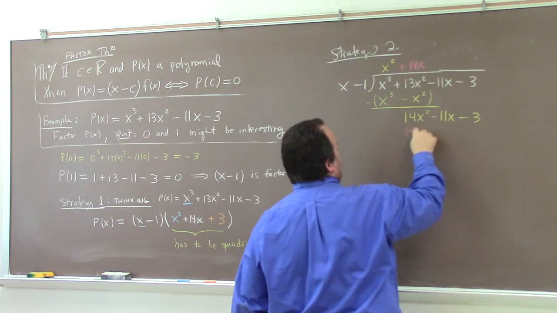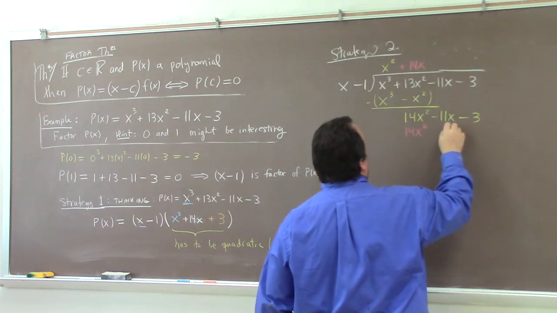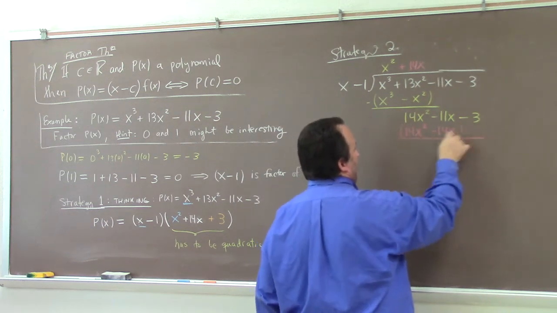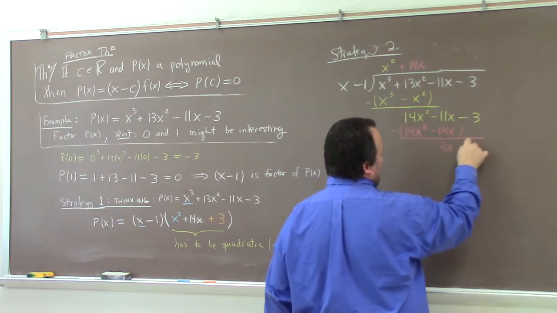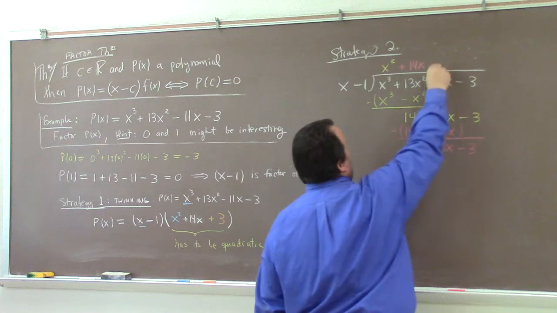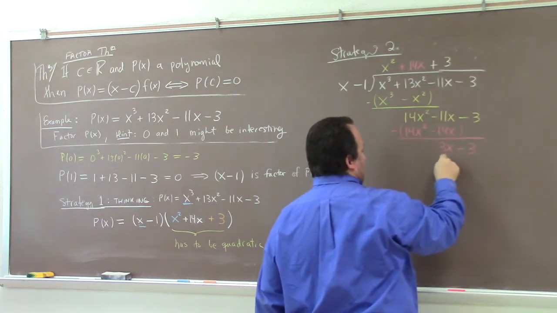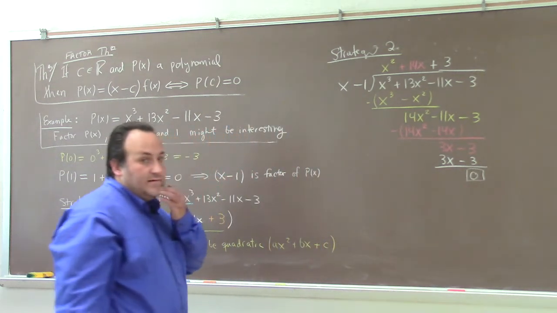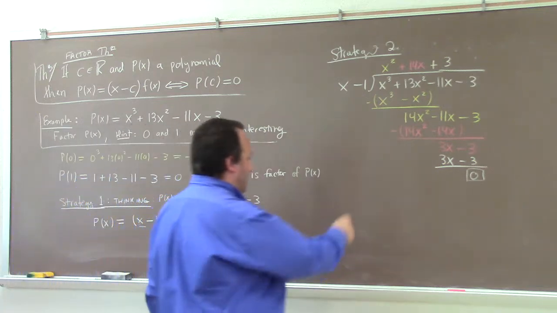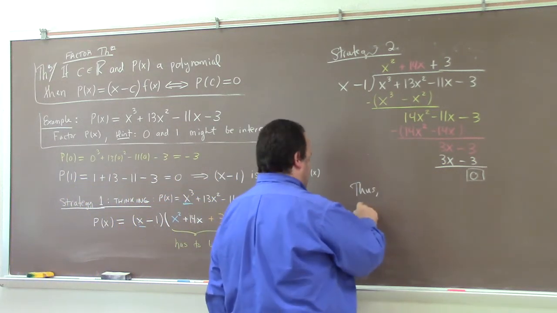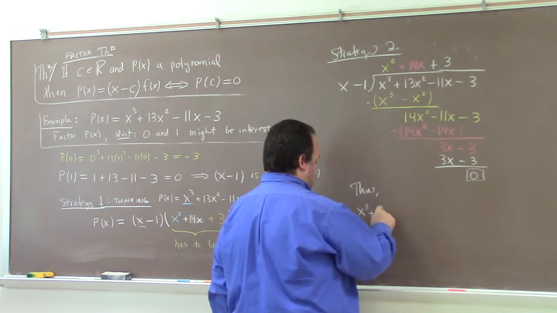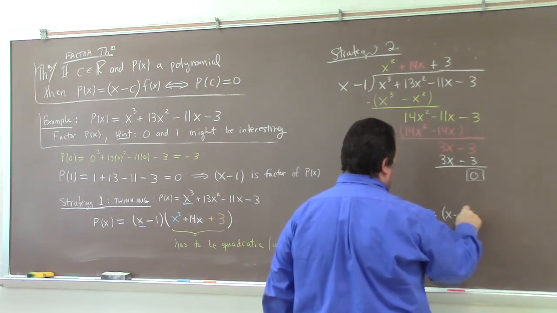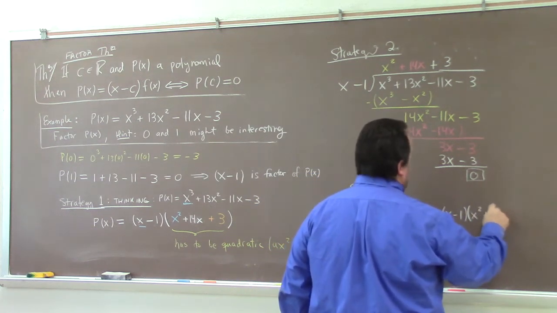So I would do plus 14x, right? So that gives me 14x squared minus 14x, which is going to give me 3x minus 3, right? So then I say plus 3. That gives me 3x minus 3. The remainder is 0, which is good. Right? So thus, by long division, x cubed plus 13x squared minus 11x minus 3 is equal to x minus 1 times x squared plus 14x plus 3.